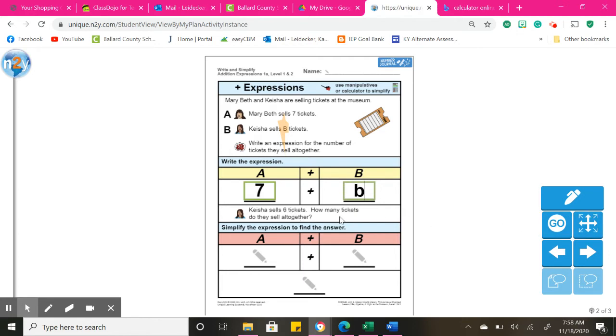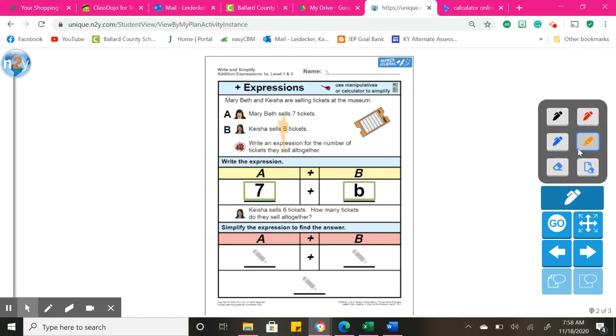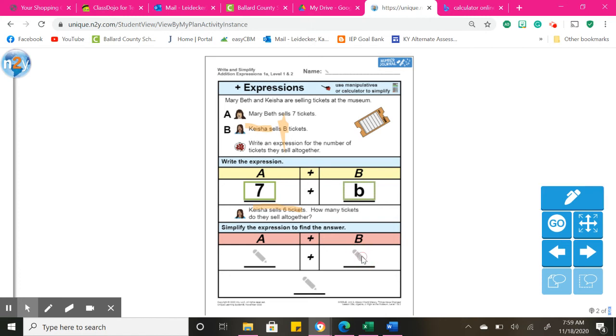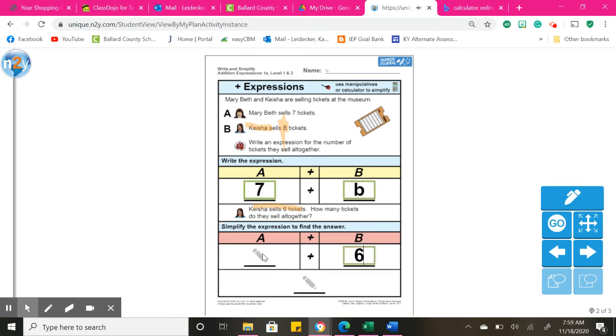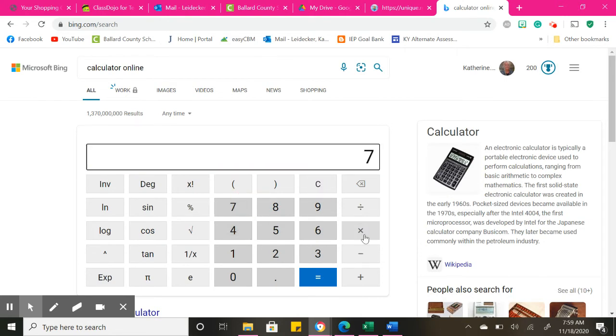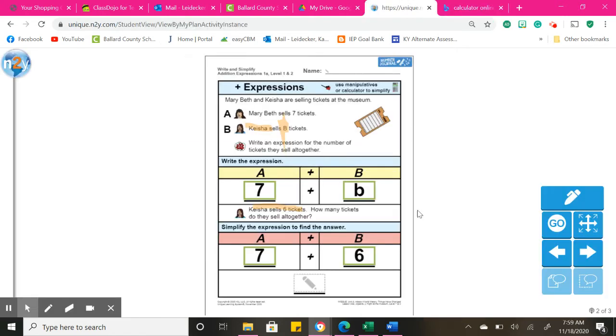Okay, now we know that B is 6 because it says right here that Keisha sells 6 tickets. And up here, we didn't know B, but now we do know B. And B is 6. And A stays the same. It was 7. So 7 plus 6 is 13. I'll show you. 7 plus 6 is 13. So my answer is 13. There we go. Okay.